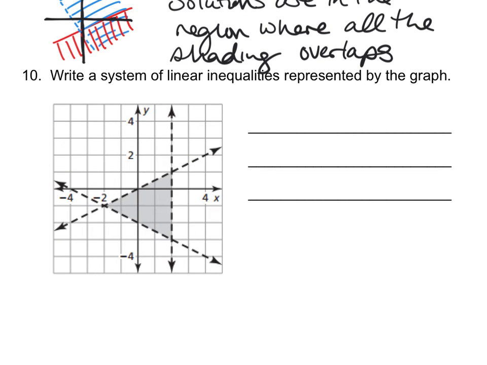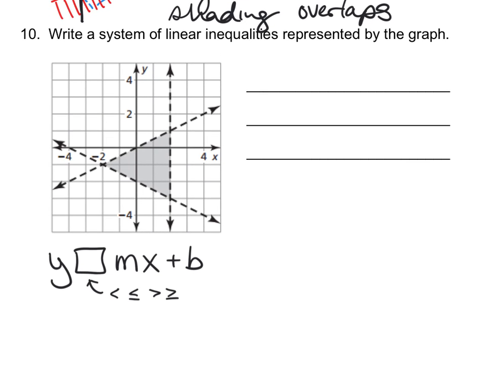So the only other thing I can have you do is work backwards and write the system of equations represented by the graph. All we need to do is write y, pick some symbol, find the slope, pop an x next to it, and give me the b. So this is going to be one of these symbols: less than or equal to, greater than or equal to. Your slope is going to be your rise over your run, and the y-intercept is just going to be your y-intercept. But remember, there's also a possibility that we have horizontal and vertical lines. So if you have one of those, you just write it with the y or the x only.